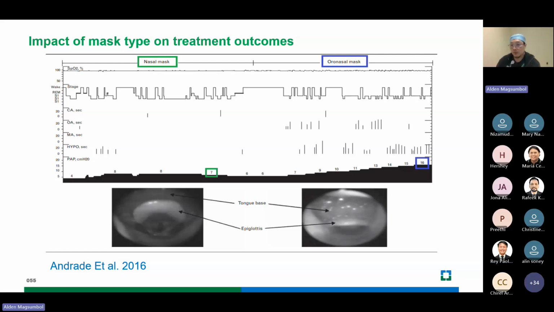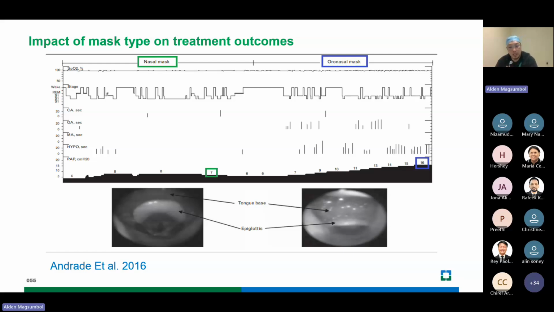In the first half of the CPAP titration study, the patient used nasal mask with the pressure setting of 7 cm water, which is effective in keeping the airway open. The corresponding endoscopic image shows the clear oropharynx with no obstruction. And then in the second half of the study, the patient switched to oronasal mask, and despite increasing the pressure to 16 cm water, obstructive events still persist.